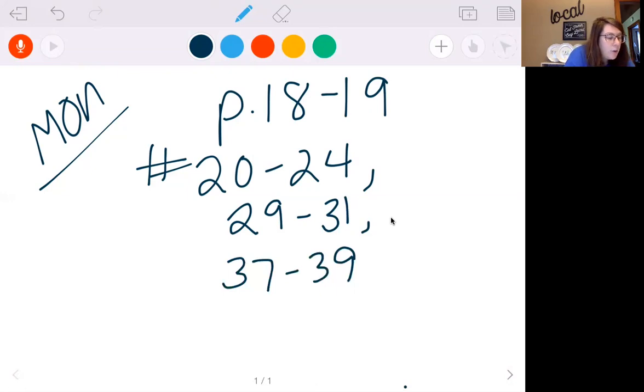29 through 31 is using front-end estimation. So that's where you add the front numbers and then you adjust the back numbers and add it all together. And 37 through 39 is adding and subtracting the normal way. So that's what you're going to work on for today.